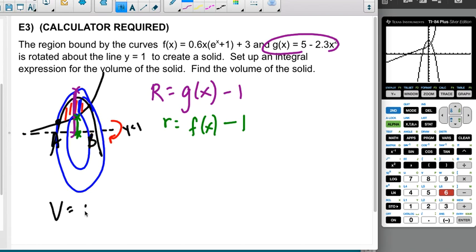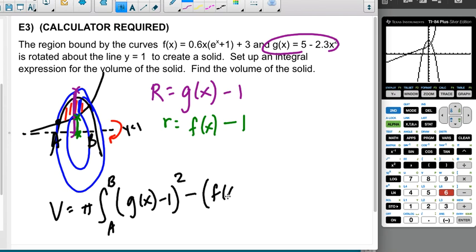So my volume is going to be pi times the integral from a to b of my big R squared, so that's going to be g of x minus 1 quantity squared, minus f of x minus 1 quantity squared with respect to x, and then I get an answer. All I have to do is find a and b, and then I'm done, right? I have to write them down somewhere. I can't just jump to the answer. I have to clearly indicate what a and b are as values.